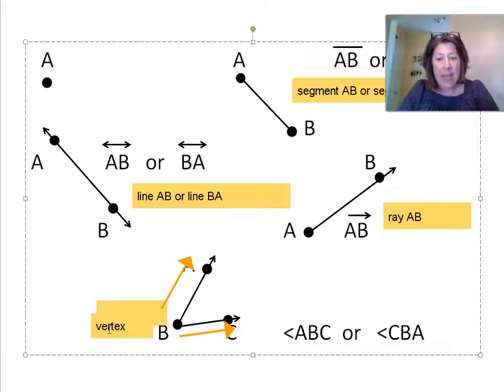Now, with an angle, it's a little bit different. Even though these are rays, I can go in either direction. This is ABC or CBA, but you'll notice I'm following the angles, A to B to C or C to B to A. I use a little angle symbol, angle ABC or angle CBA. So now we're really going to move to our whiteboard and do some examples together.